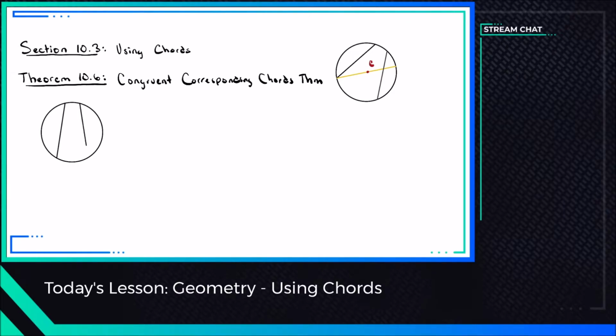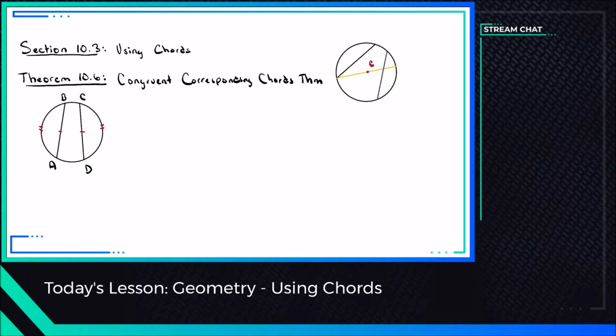So I'm going to draw a circle real quick that's going to represent our example for this theorem. And we're going to draw two chords. Our first chord is going to be called chord AB, and our second chord is going to be called chord CD. And these two chords are going to be congruent. And so what this is saying is that if those two chords are congruent, then their corresponding arcs are also congruent.